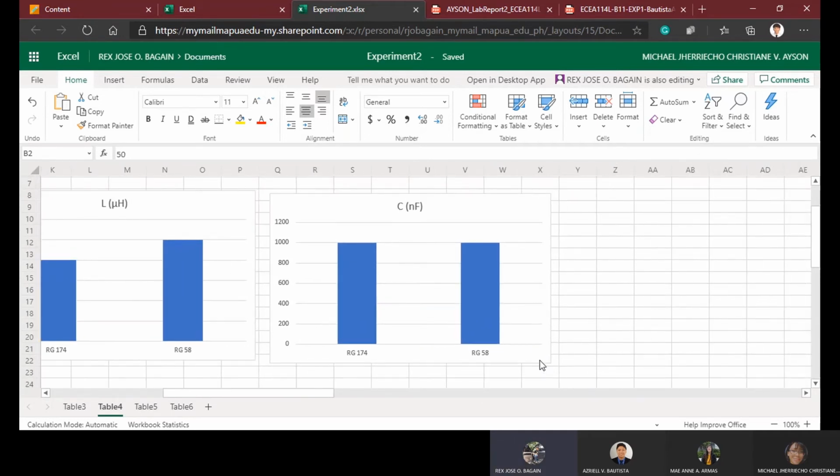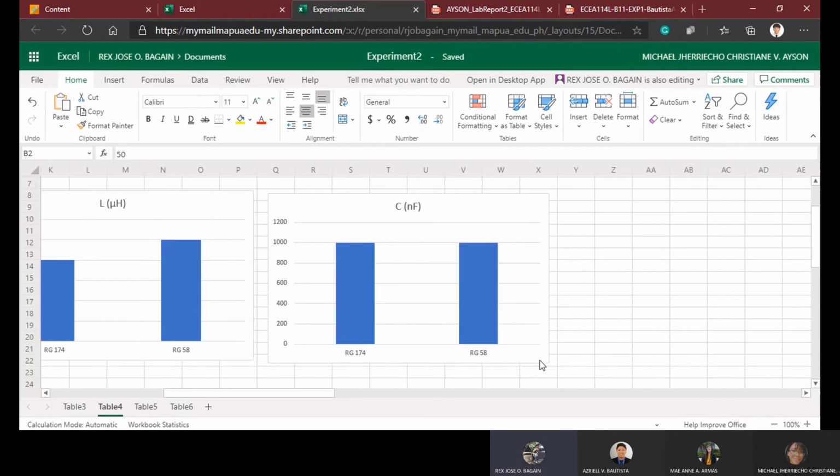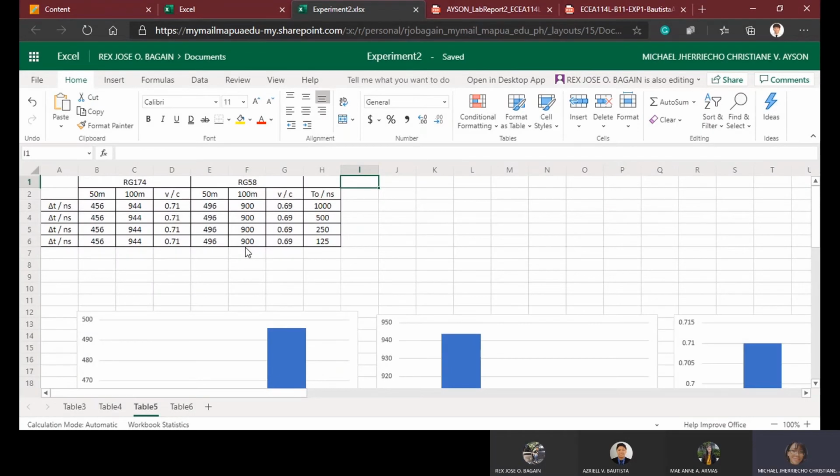And for the capacitance, the RG174 has a capacitance of 1000 nanofarads, and the RG58 also has a capacitance of 1000 nanofarads, meaning that the capacitance remains constant even for a long cable. Table number 5 is about the phase duration and the phase velocity of coaxial lines, specifically RG174 and RG58, when exposed to varying pulse durations.